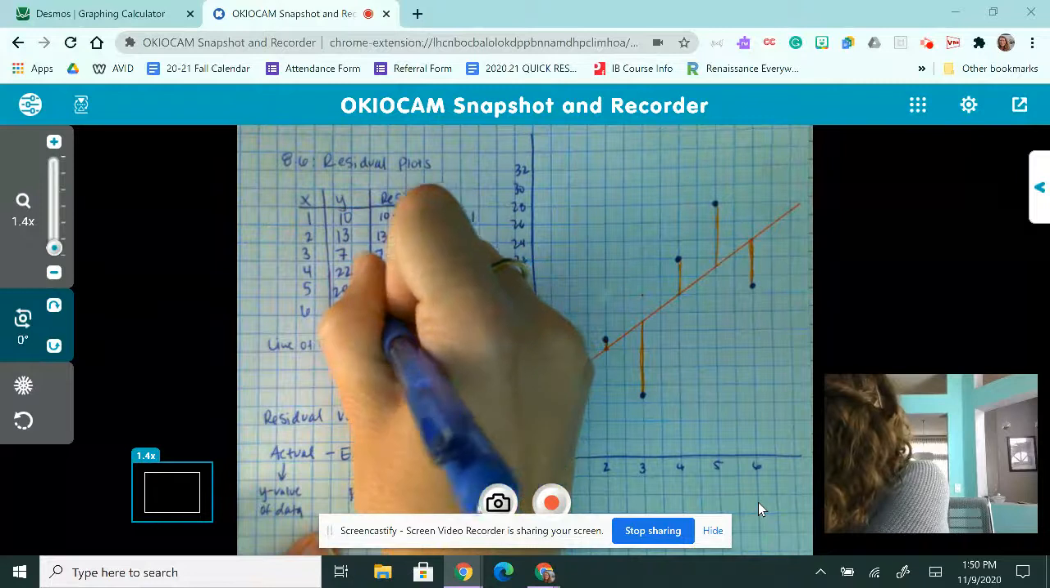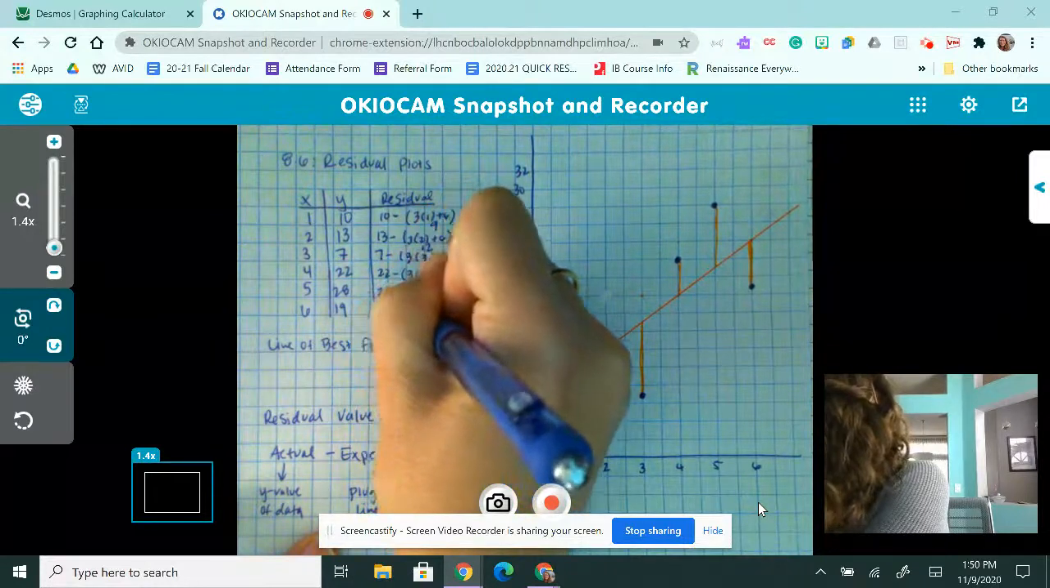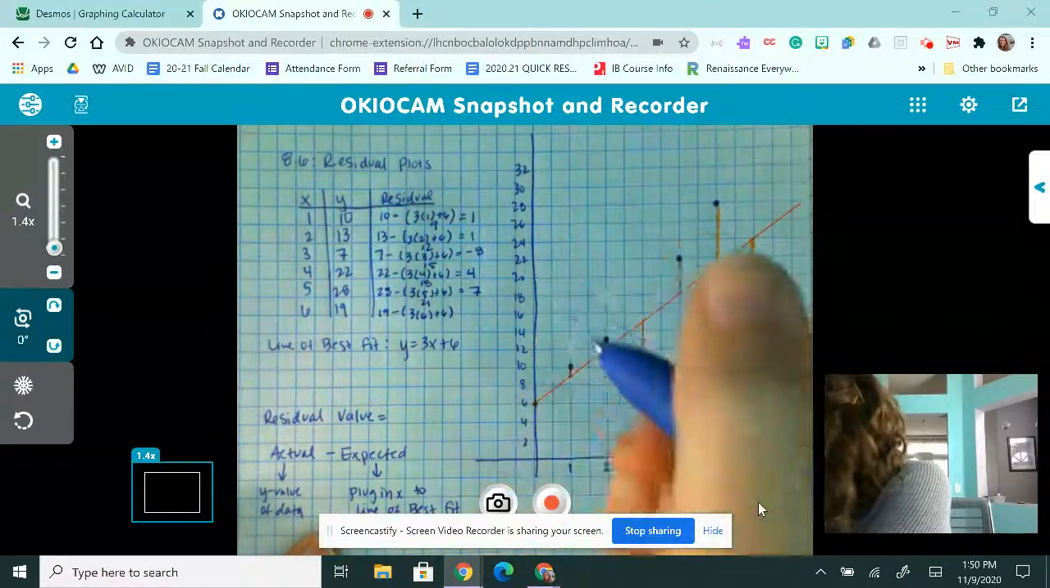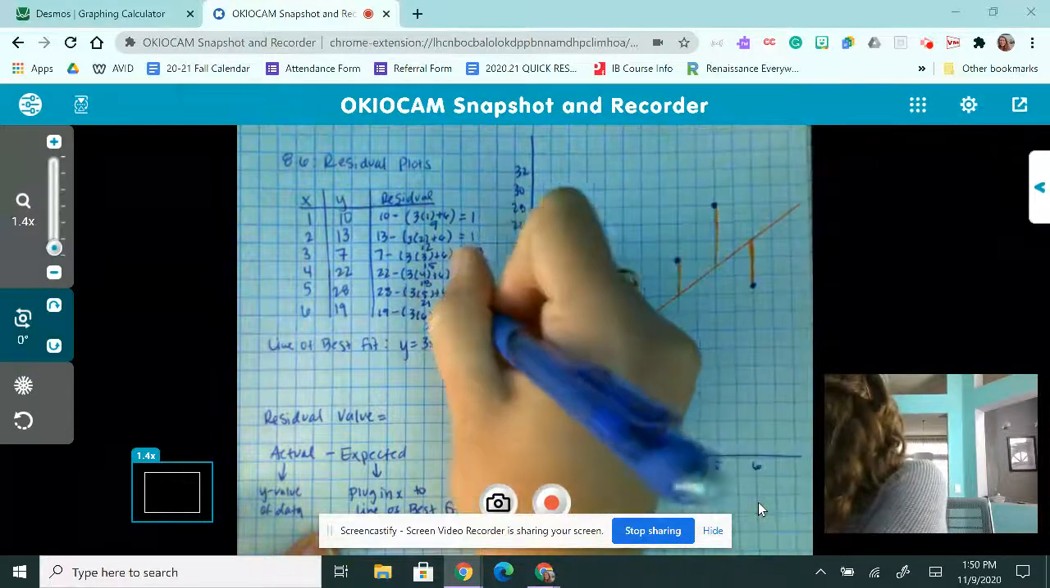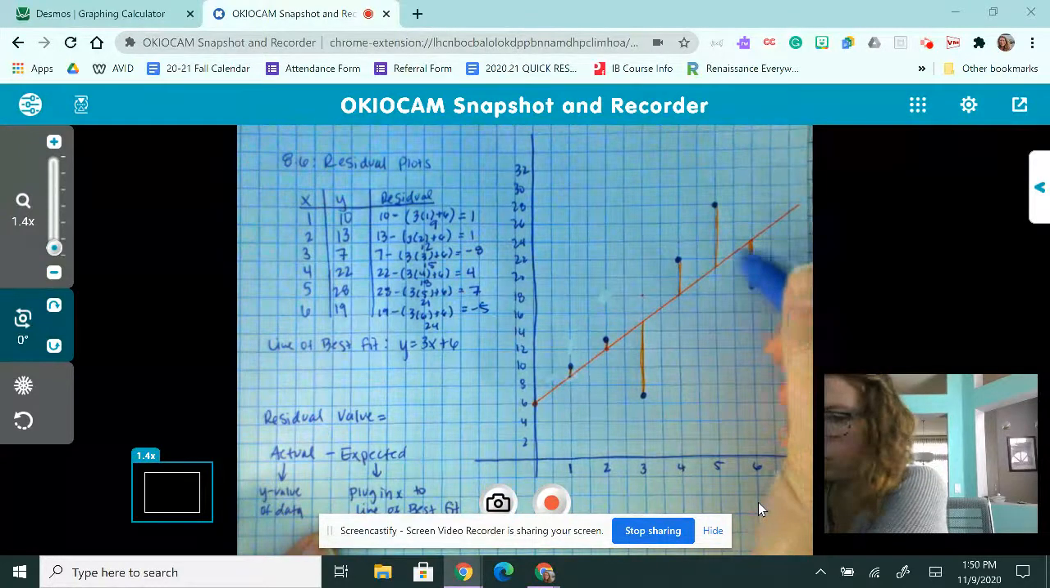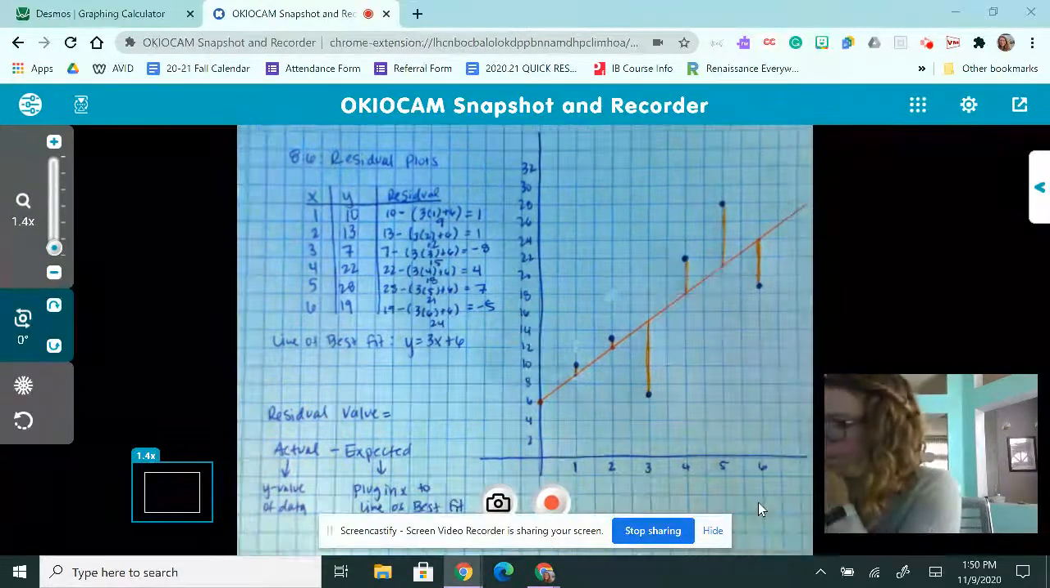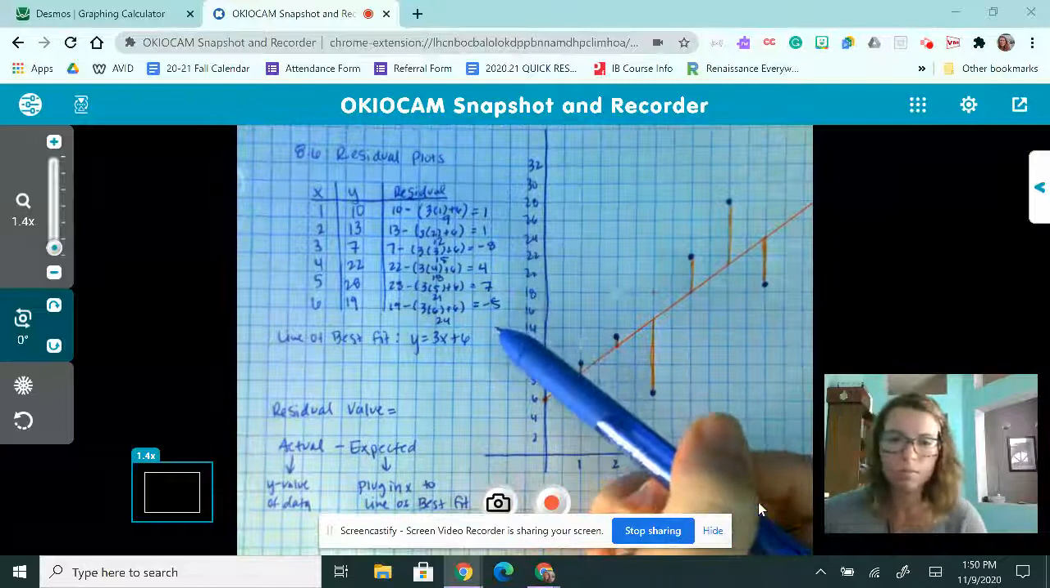Finally, the last one, 19 minus 3 times 6 plus 6. That's 19 minus, this is 24. And that's going to equal negative 5. And again, that makes sense here. Those units are negative 5. Okay? So these are the residual values.